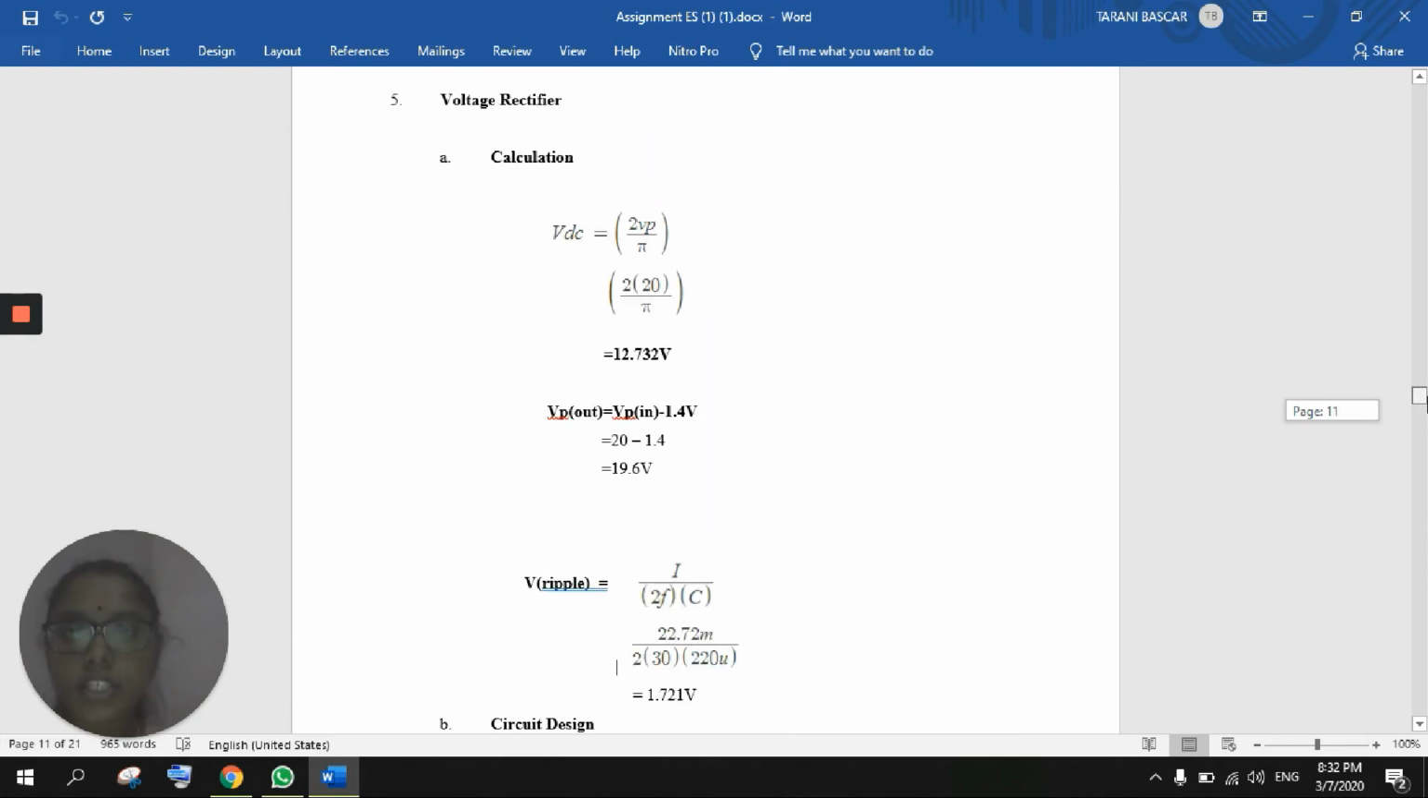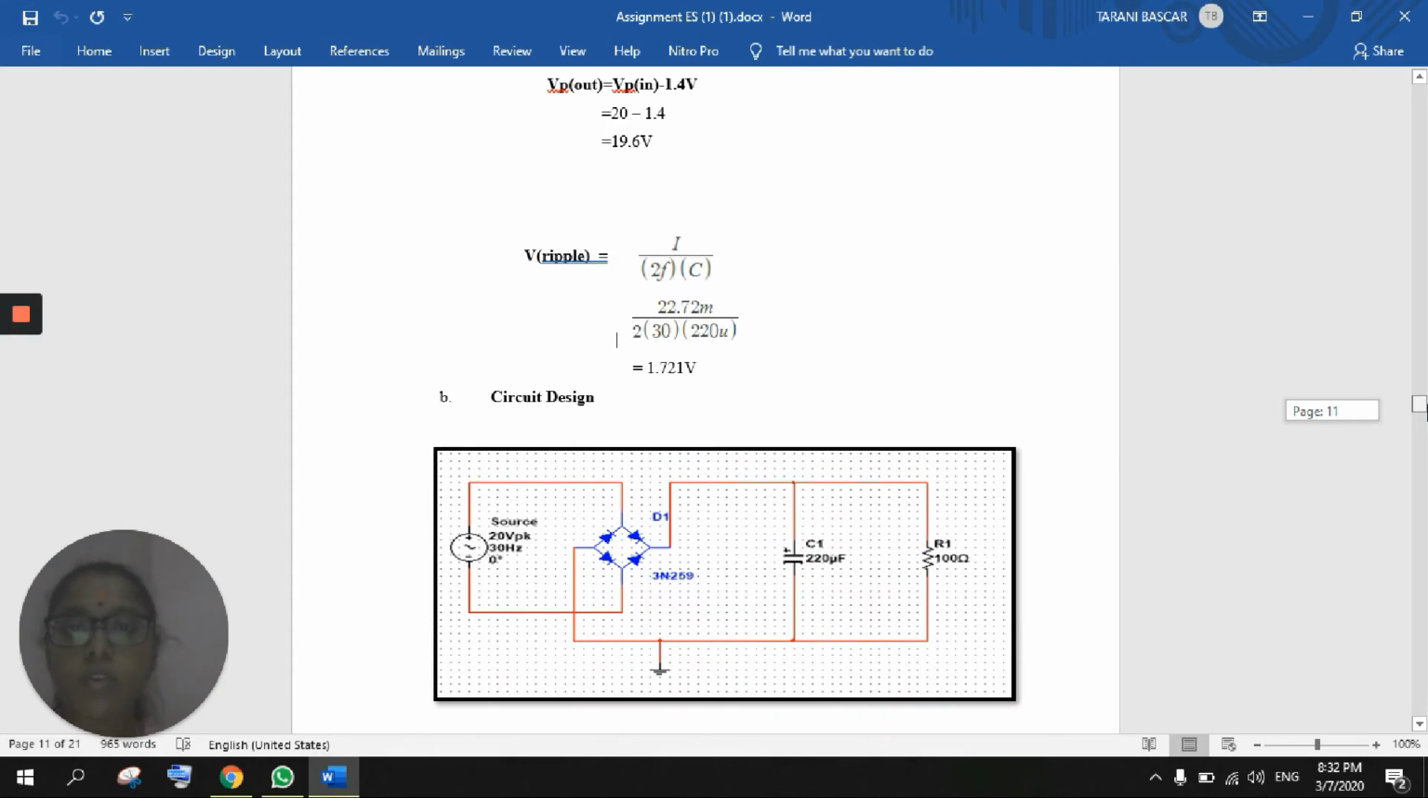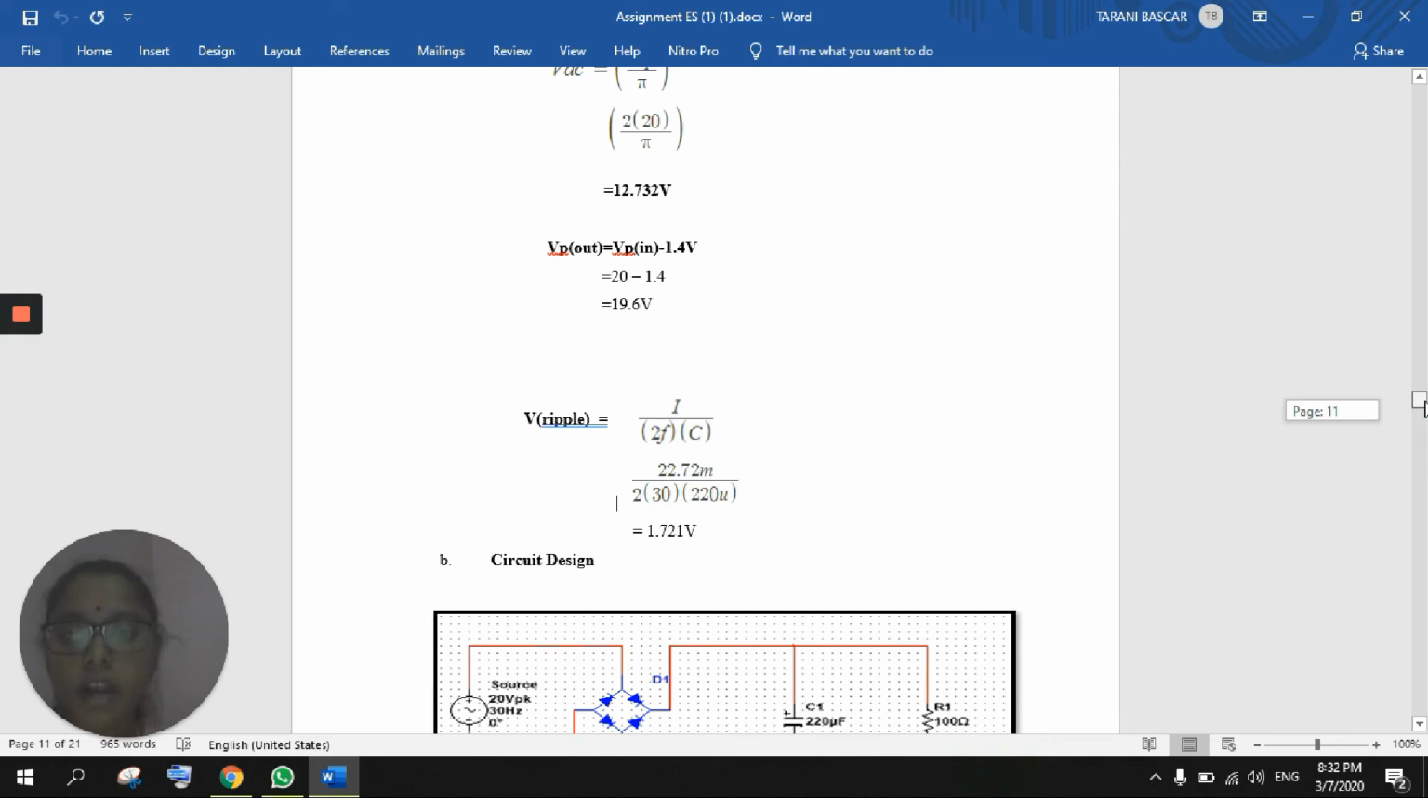And this is the calculation, VDC equals VP over pi. So we get VDC is 12.732, and also we have figured out the VP out and the V ripple. So for V ripple, we got 1.721 volts. This is a simple explanation for the calculation that we have got.